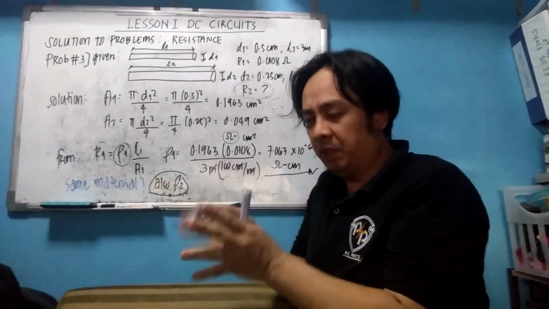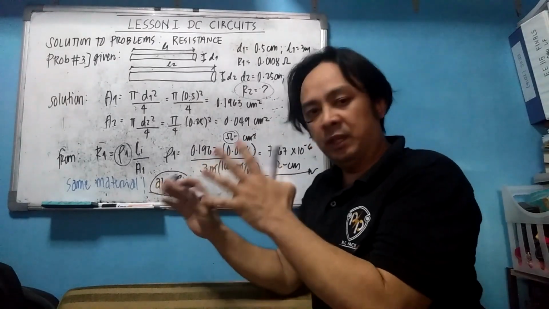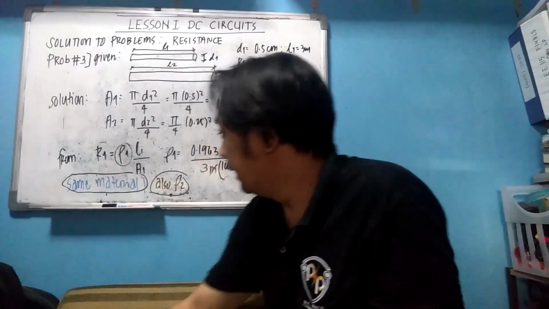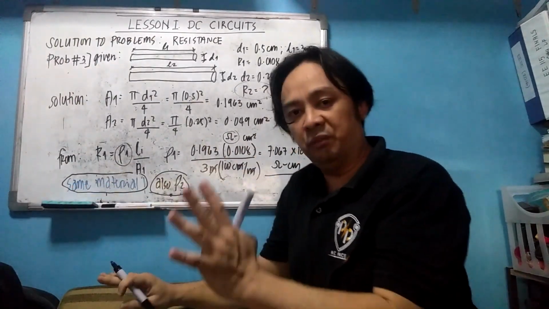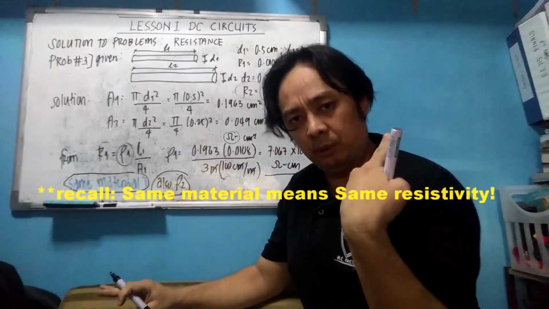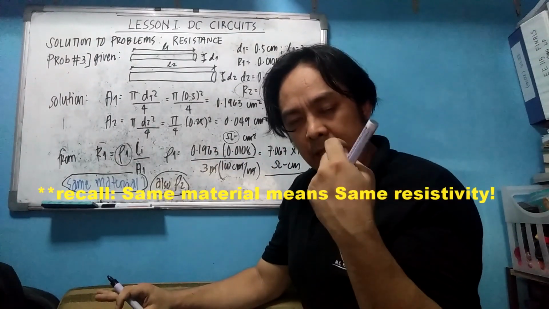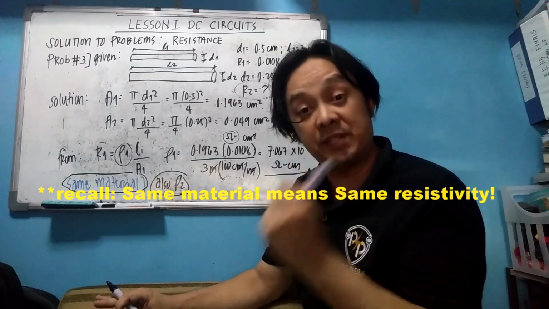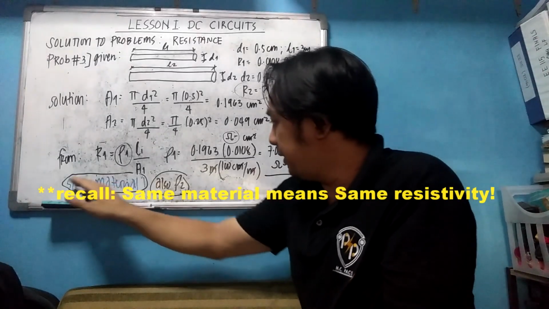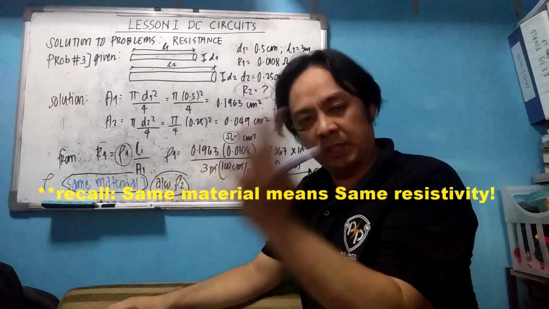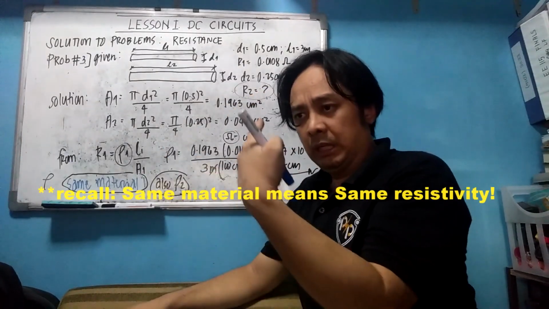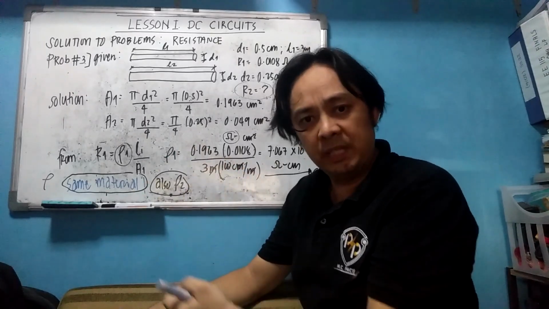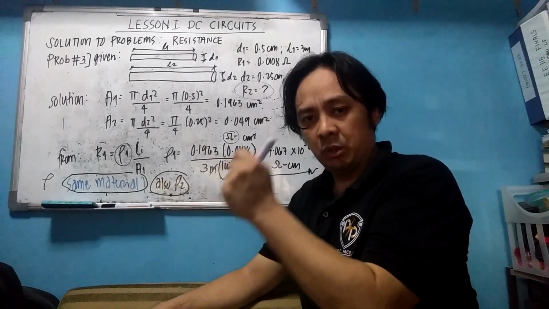What's the meaning of this and what is the importance? If you read the problem carefully, you have the same material. If you understand the basic principle, when you say same material, it means that you have the same resistivity. Same resistivity means same material. Both of them are copper, or both of them are aluminum, or both of them are steel conductors. So it depends on the resistivity.